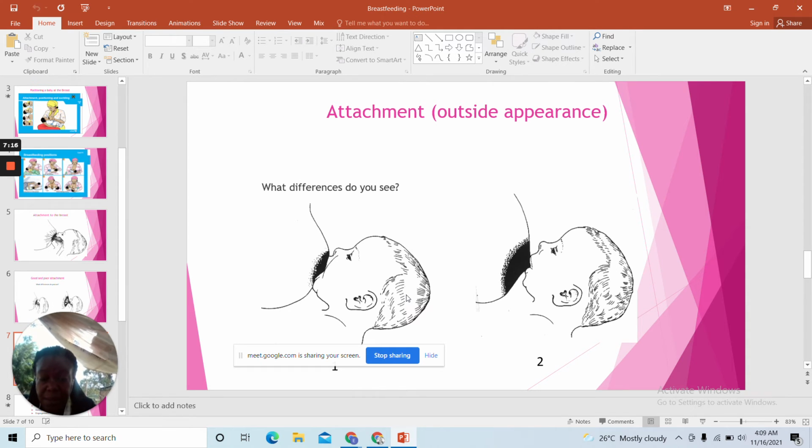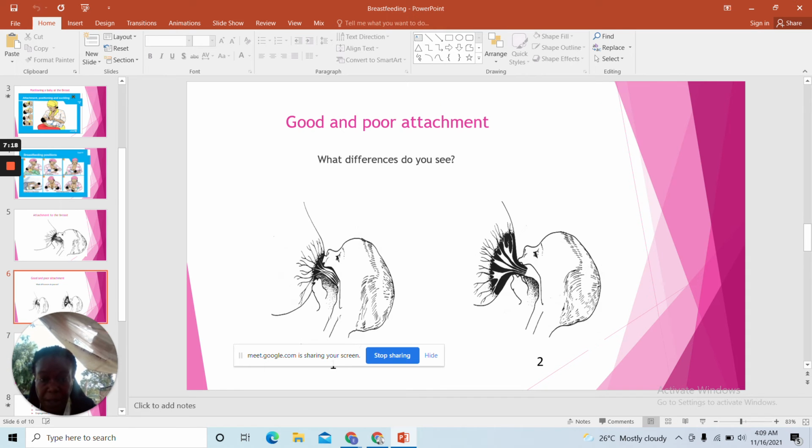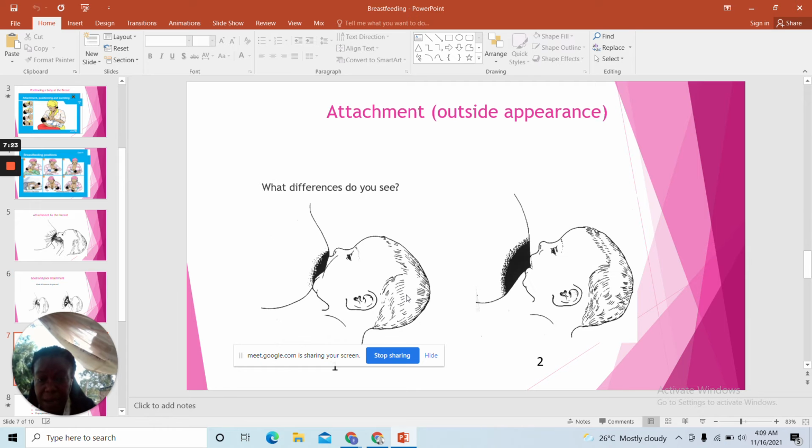The previous picture we saw, if I may go back, was showing the inside like an x-ray. But here we look at the outside. You can see the position of the mouth and the position of the lips. Where we have the good attachment in the first picture, the baby's mouth is wide open and covers even the black part of the breast, the areola. But in the second picture, the baby is only holding the nipple and the lips are closed together, meaning the mother who is breastfeeding is going to feel some pain because the nipple is being pressed instead of the baby holding on to the whole breast and the areola.